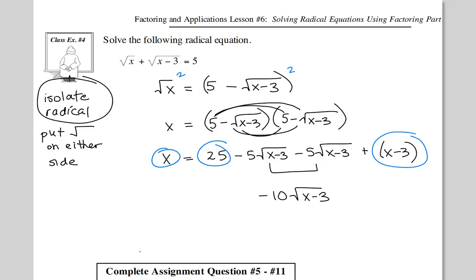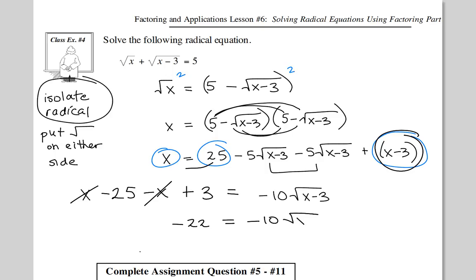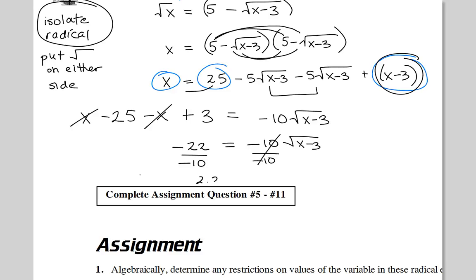Okay, so on the left we have an x. I'm going to move this 25 over. And I'm going to move these two terms over. So you have minus x and plus 3. I'm just switching the signs. 25 came over, x came over, 3 came over, switch the signs. So this is nice. X minus x is 0. Negative 25 plus 3 is negative 22. Divide out negative 10. And that's positive 2.2.